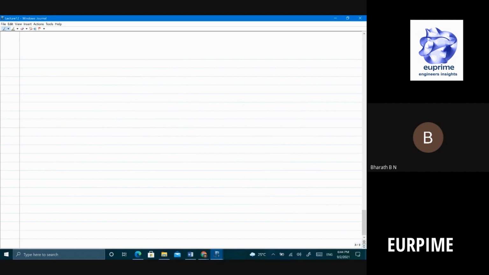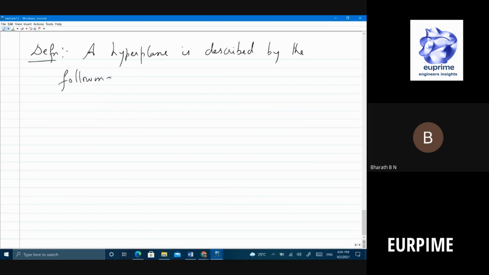So let's write that as a definition, okay? A hyperplane is described by the following set. I'll just say hyperplane, which is all those points in Rn such that A transpose X equal to B. Okay, this is the hyperplane. Maybe I'll write A comma B here to describe the hyperplane, the parameters, right? A and B. Is that fine, everyone? Right, this is the hyperplane.